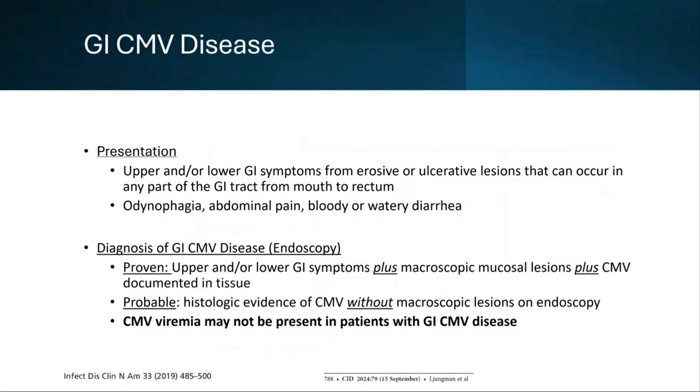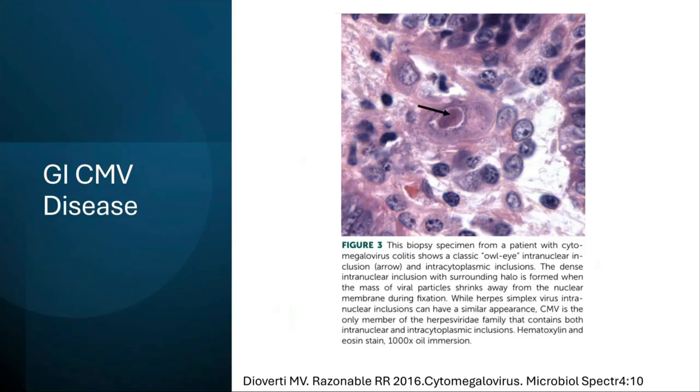For GI CMV disease, you might have any symptoms from the upper to the lower GI tract. This could be oral ulcers, difficulty swallowing, throat pain, abdominal pain, bloody or watery diarrhea, perirectal ulcerations, everything is possible. And again, remember that CMV viremia may not be present in patients with GI CMV disease, so that's definitely a testable point.